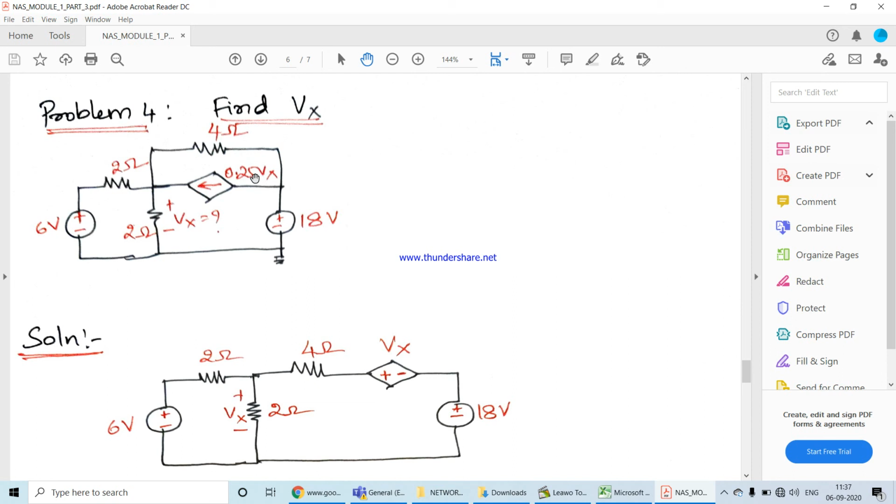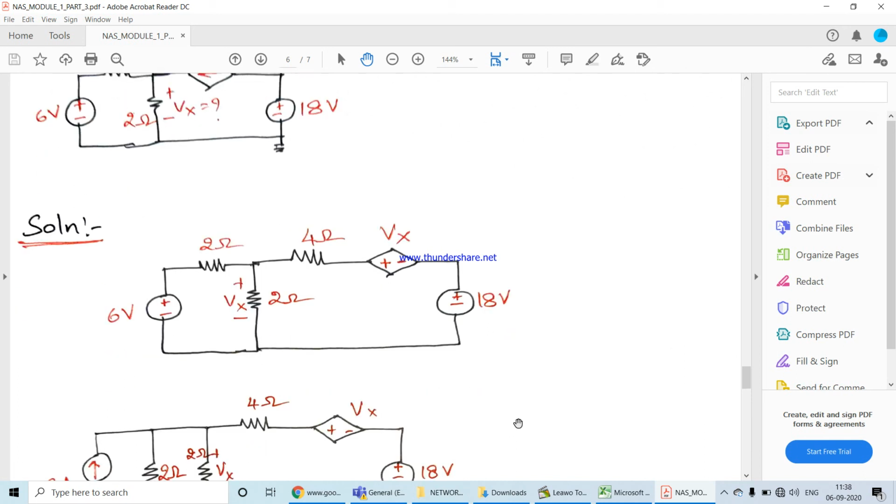So 4 into 0.25 is 1. V equals I into R, so 4 into 0.25 is 1 Vx, therefore 1 Vx. The arrow mark is towards the left side, so I'll take plus to the left side, minus to the right side. And then I'll write in series with 4 ohms here. And then I have 2 ohms, 2 ohms, 6 volts and 18 volts as given in the question.